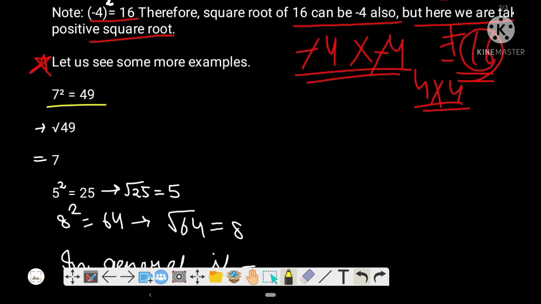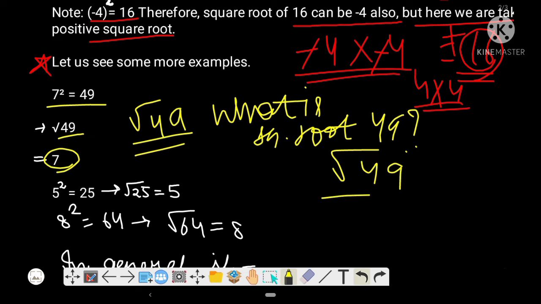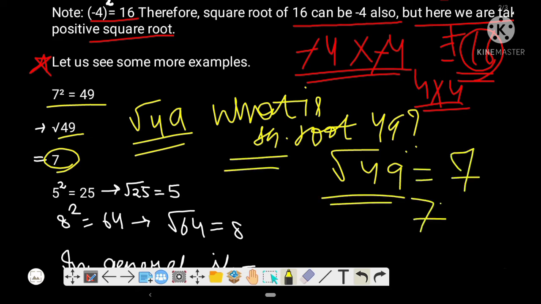7 square is 49, and 49 under root is 7. What does it mean? It is asking what is the square root of 49. So the square root of 49 is 7, because 7 into 7 is 49.